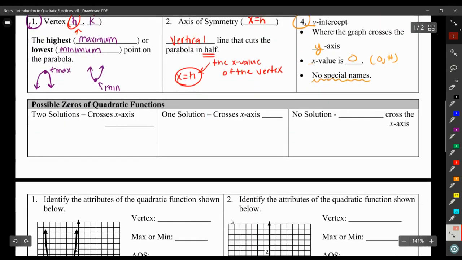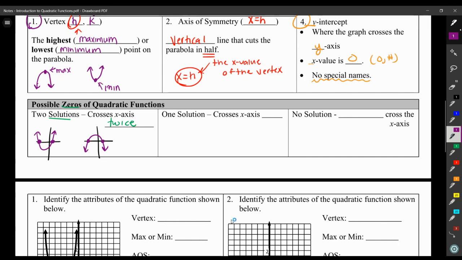Let's talk a little bit more about those zeros of a quadratic function. We have 3 possible cases here. We can have a parabola with 2 solutions. Remember that solutions and zeros are the same thing. This means you will cross the x-axis twice. There are 2 ways that you can do that. Your parabola may open upwards, where it crosses the x-axis here and here, or it could open downwards where it crosses the x-axis here and here. However it looks, it has to cross the x-axis twice to have 2 solutions, or 2 zeros.